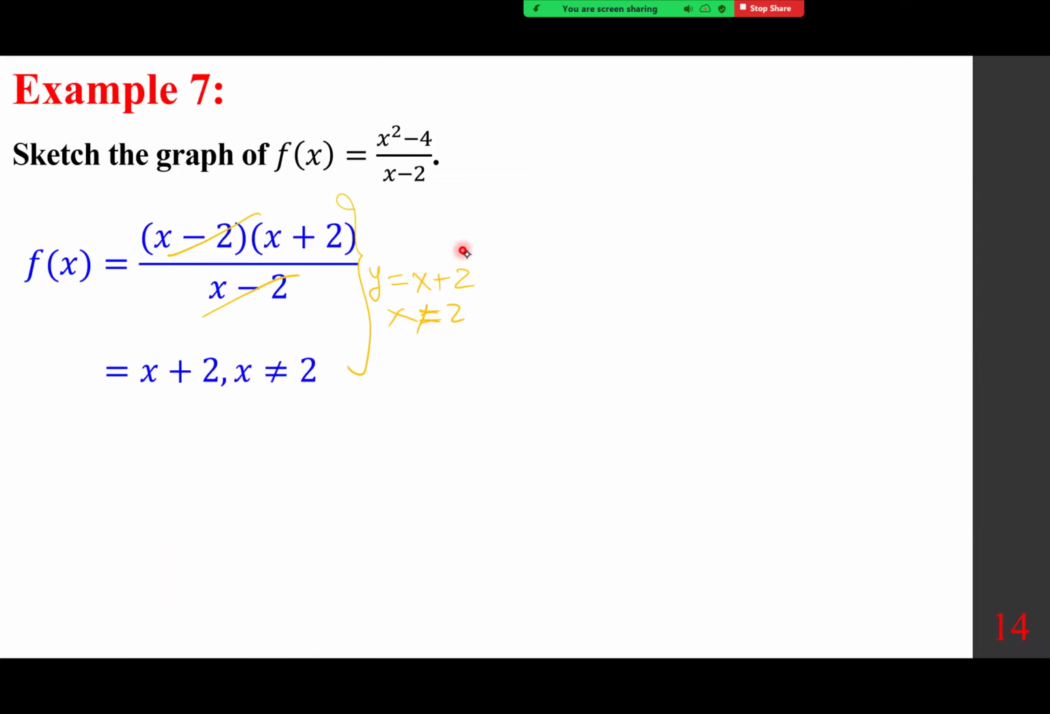So we can graph y equals x plus 2 by picking up 0, 2 and -2, 0. Those are the intercepts, everybody. Those are the intercepts. Very easy.